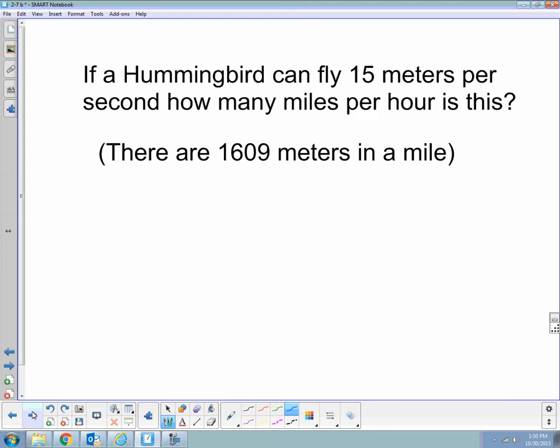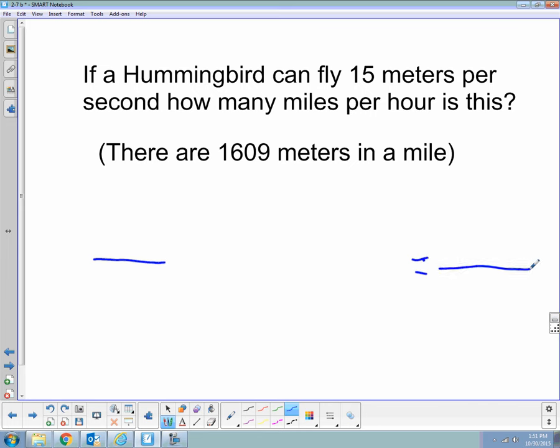Last one here, a hummingbird can fly at 15 meters per second. We don't know how many miles per hour this is. So this is what we've been doing in class with those conversion rates. This is not a proportion. All right, so I want to emphasize that again. This should not be a proportion. This is where we have a fraction, where we know where we're starting. We know where we want to get to. How do we get from 15 meters per second to however many miles per hour?